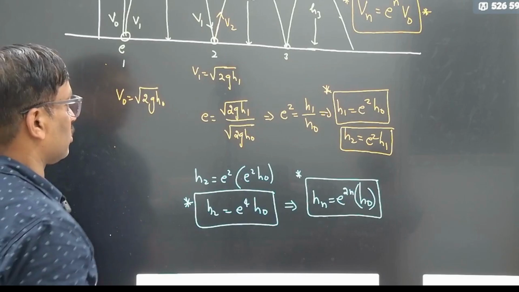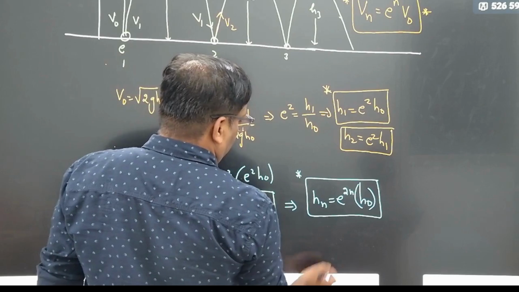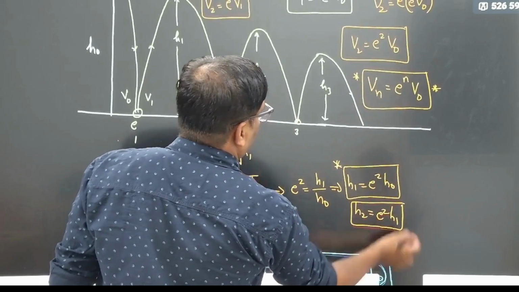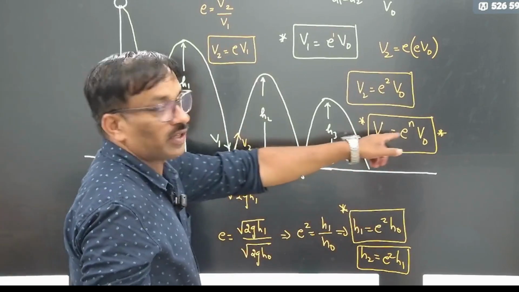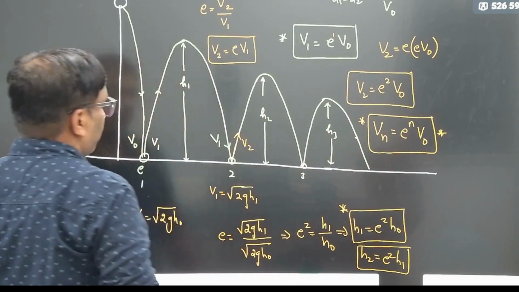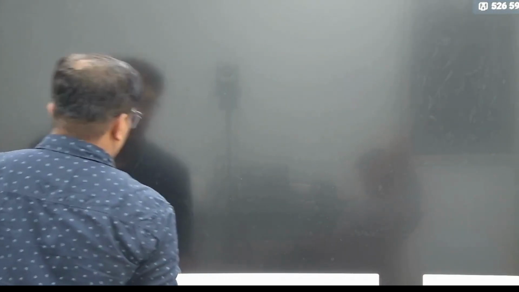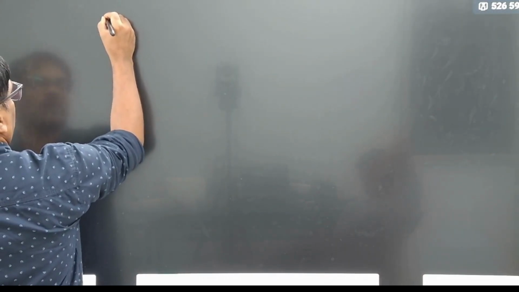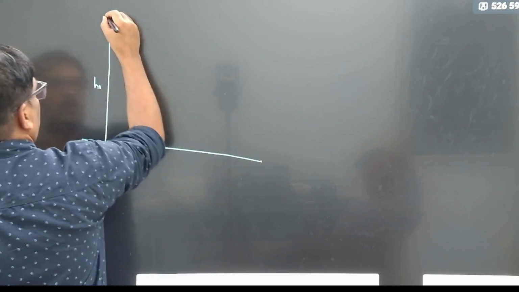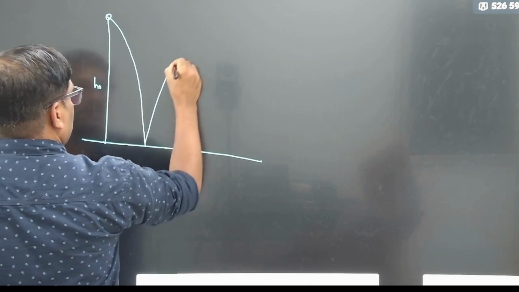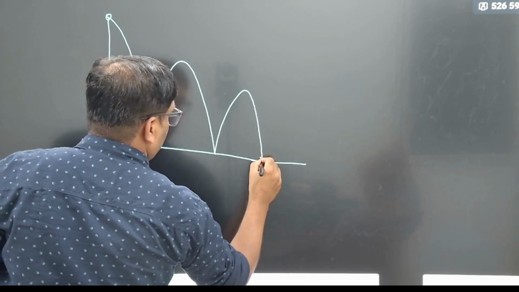Clear? So in this way we can derive the equation for height after any nth bounce, and the velocity after the nth bounce also we can calculate. One more concept we can just recollect. Let us see here now. We are dropping from a certain height h naught. It bounces like this, bouncing like this, bouncing like this, and so on. It is going to continue.